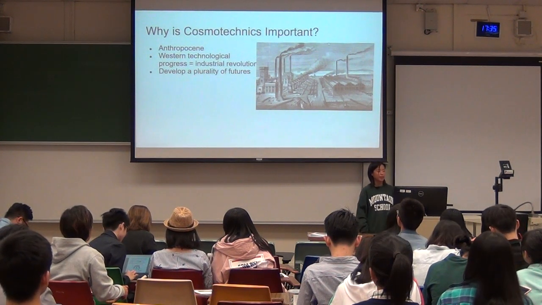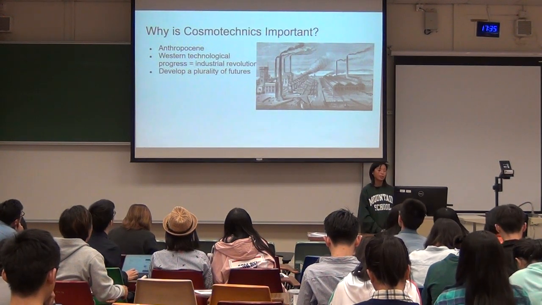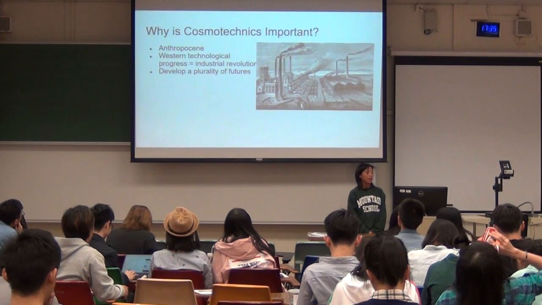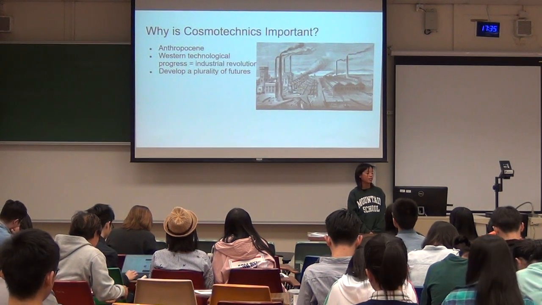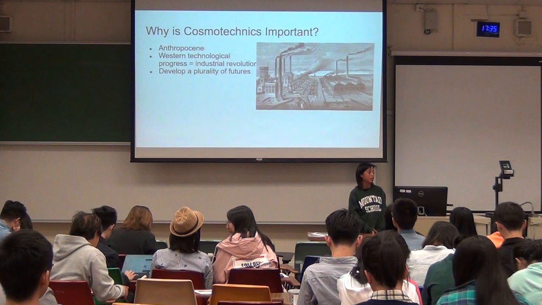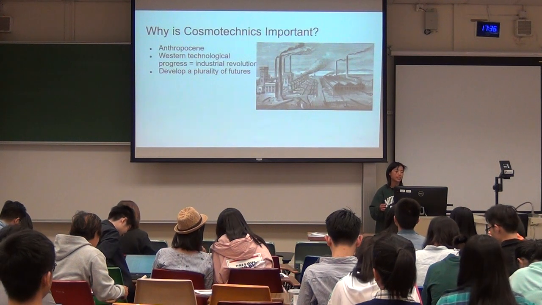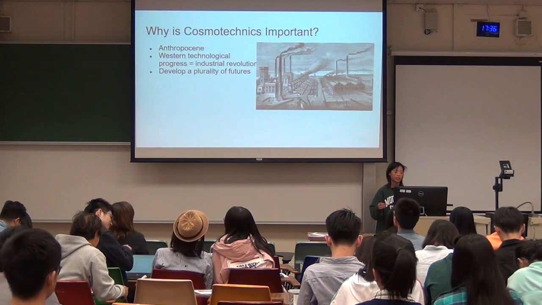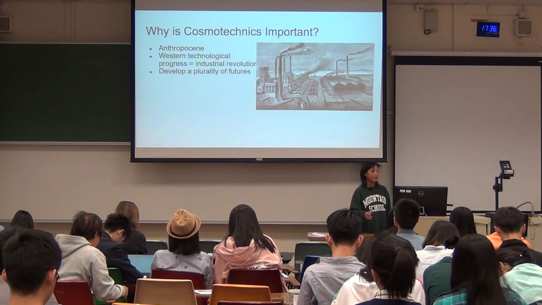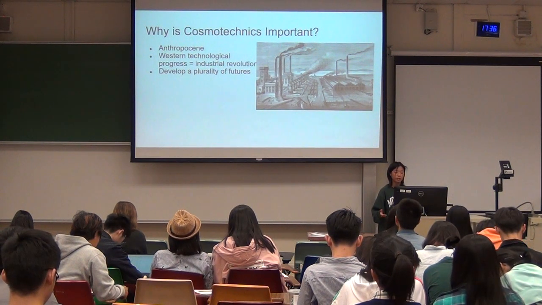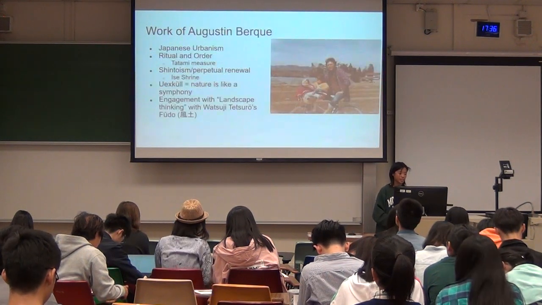So why should we care about cosmotechnics? Is it only philosophy? Talking about a singularity and technological acceleration, Western technology has led to a lot of destruction in the world, and is accelerating climate change. It's very important for us to develop an alternative notion or different ontologies that will decelerate our progress towards self-destruction. Therefore, it is very important to develop different cosmotechnics in order to imagine a plurality of futures in which we do not come to apocalypse.